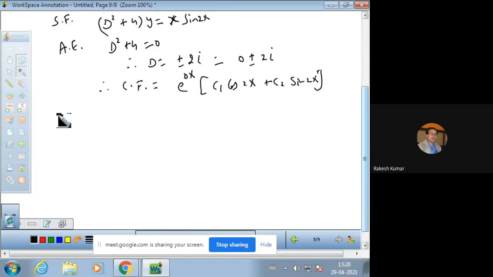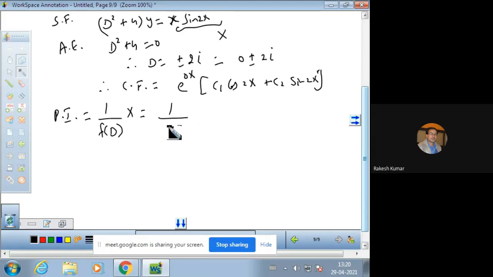After the complementary function, we need to find out the particular integral, that will be 1 over f of d into X. This is your value of capital X. So 1 over d square plus 4 into x sine of 2x. Now we have to see the function X. The function X involves a polynomial term x and a trigonometric term sine 2x. There is an easier method for finding out the particular integral of this term. You will have to do like this.